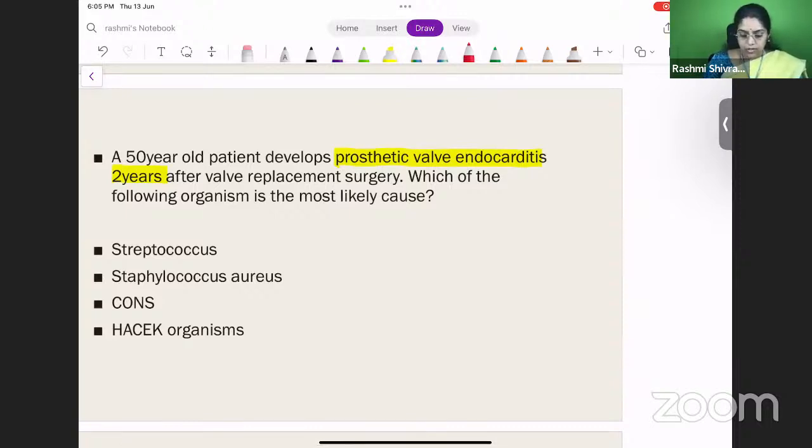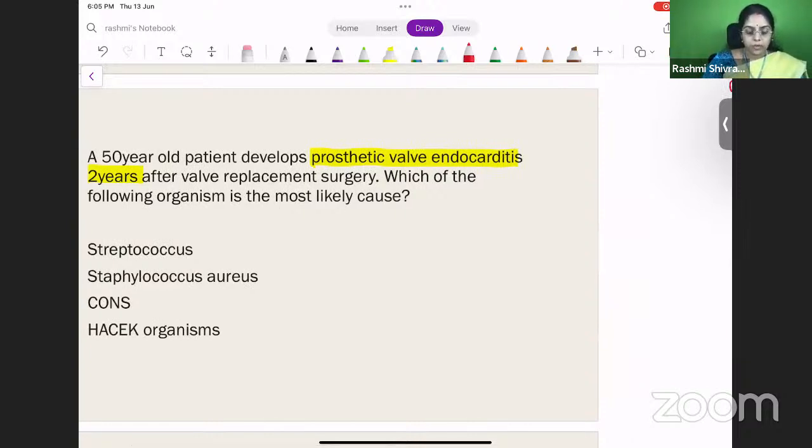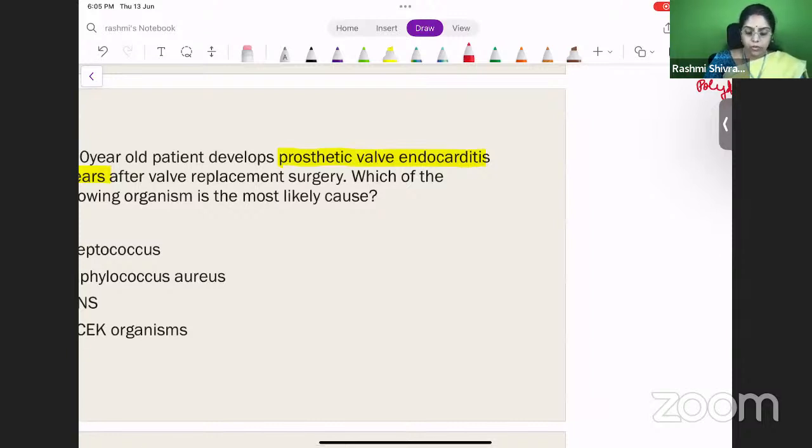So, you can try guessing. You can try answering the question also in the meantime. So, how do we approach this?